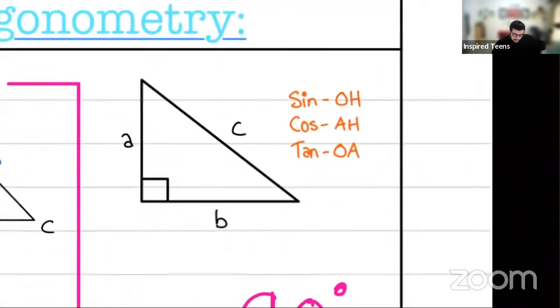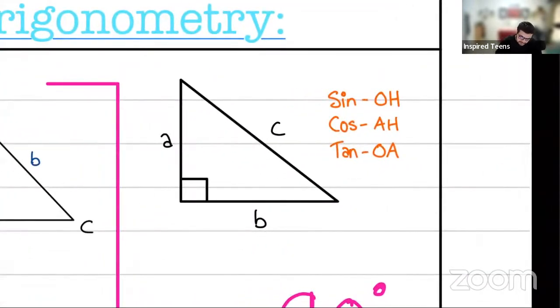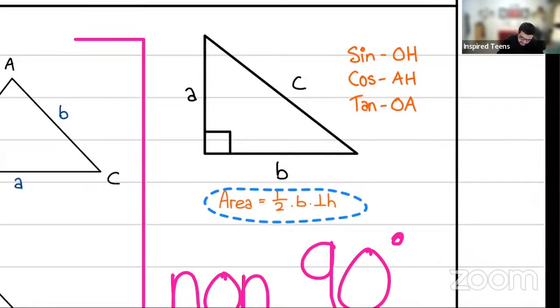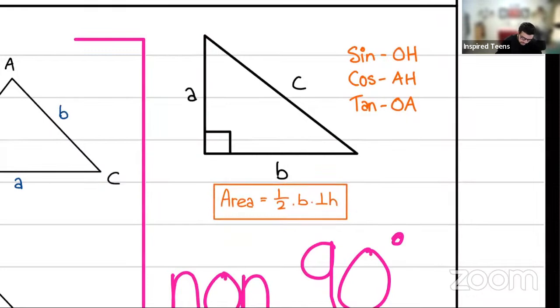So before we discuss area rule, let's discuss the area of a regular 90-degree triangle. The area of a regular 90-degree triangle is simply half times the base times the perpendicular height. Many people tend to forget that we're actually talking about a perpendicular height. So in order to utilize this formula that you've been using for years and years, it actually only works with a perpendicular height.